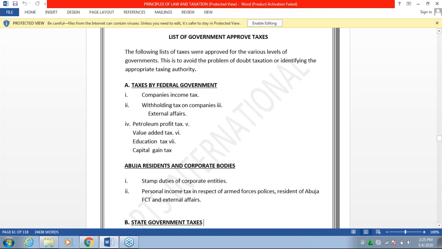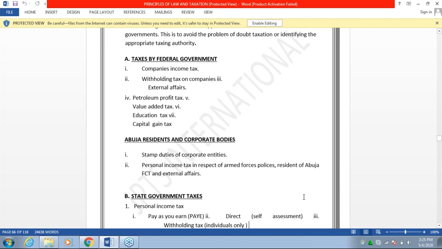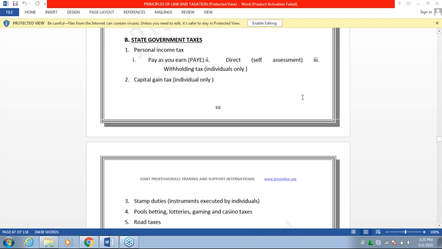Now, there are taxes by the federal government. That is CIT, company income tax. Then another one, withholding tax on companies. Then we also have external affairs. Then we have the petroleum profit tax. We have the value-added tax, education tax, and the capital gains tax. All these are taxes that are collectible by the federal government.